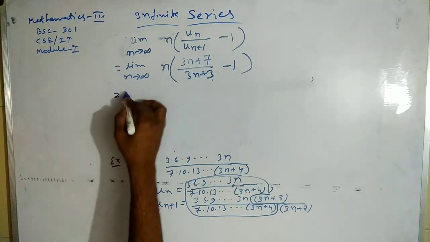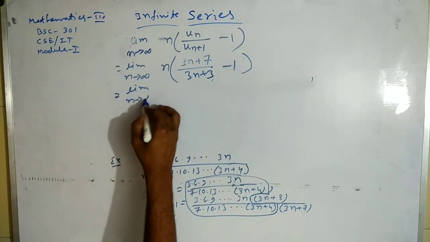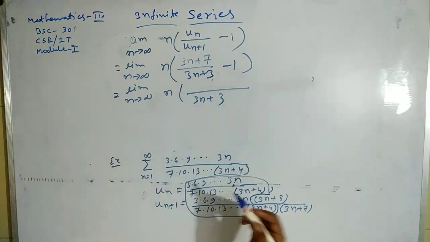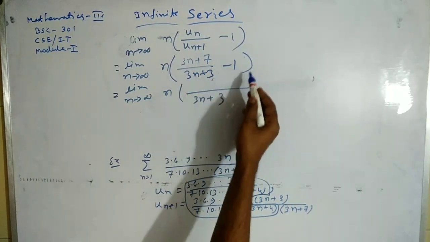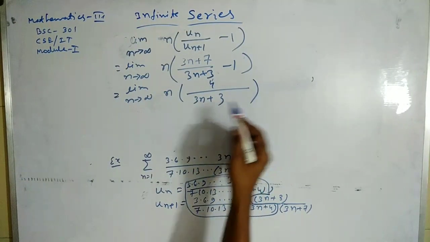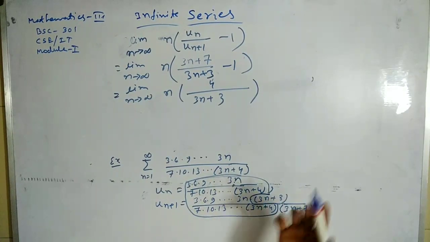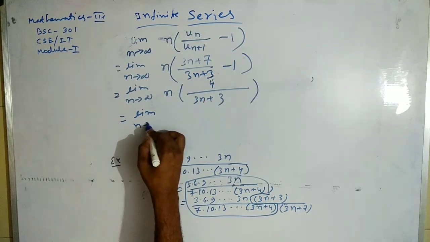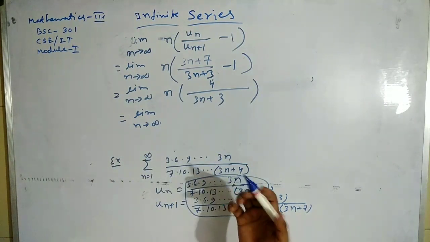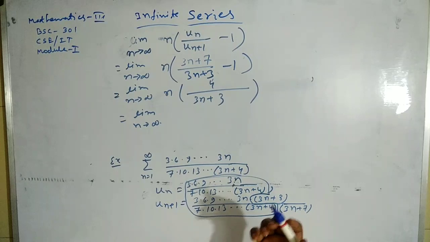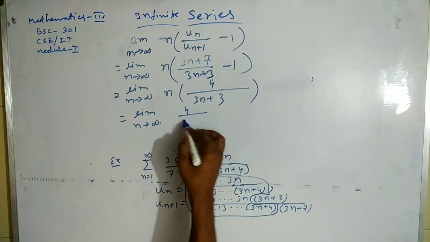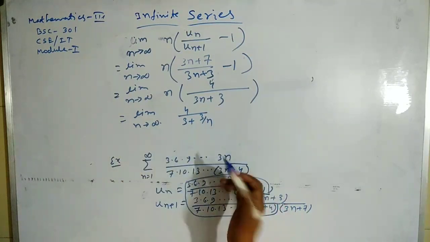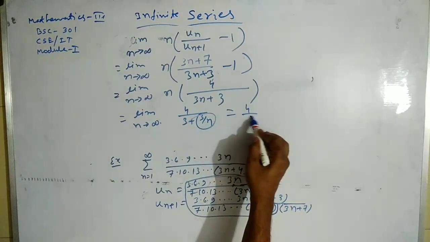Now limit n tends to infinity, I'll subtract: this will be 3n plus 7 minus 3n minus 3, that is 4. So 4n by 3n plus 3. This will be equal to limit n tends to infinity, and we are dividing by n in the numerator as well as in the denominator. So it will be 4 by 3 plus 3 by n. Since n is tending to infinity, this will be 0. So the answer is 4 by 3.